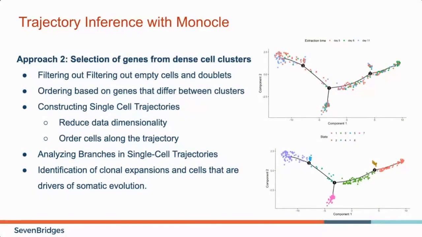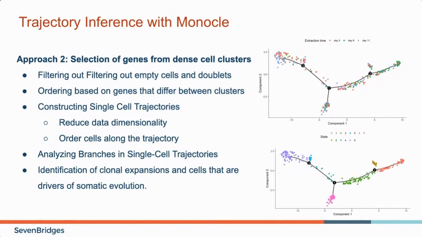As a result, you can see that on the top right plot, the constructed trajectory has more branching points, and the cells from different stages of development are more uniformly distributed along the trajectory. So this approach more realistically represents the development process in tumor tissue, where you will have one trajectory along which the majority of cells are aligned, but also many branches which could represent cells that carry some clonal mutations.